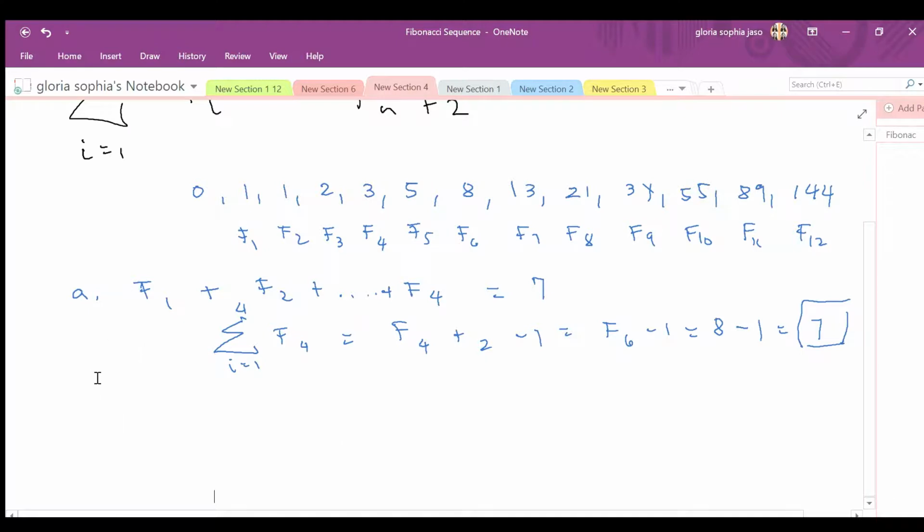Okay, so this time, let's try another one. So, kunin natin si f sub 8. So, f sub 1 plus f sub 2 plus until f sub 8. So, manually, computin natin using a calculator.